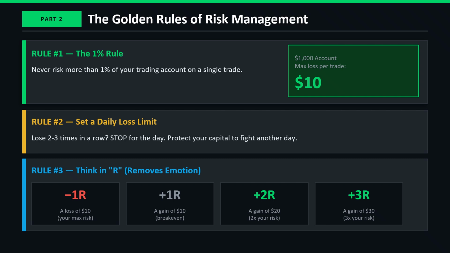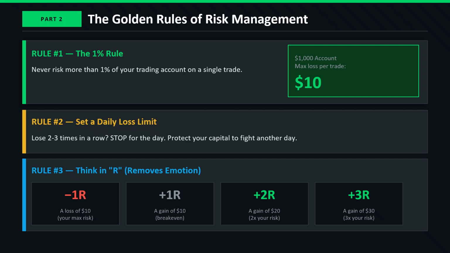Rule number 3, think in R. This is a simple mental shift that removes emotion from the equation. R stands for your risk. So, if you lose $10, that's minus 1 R. It's just a cost of doing business. If you make $10, that's plus 1 R. If you make $20, that's plus 2 R.